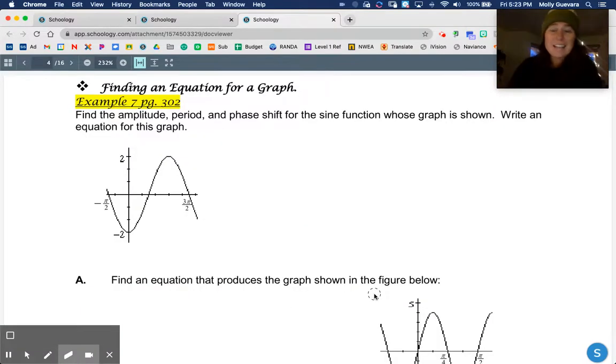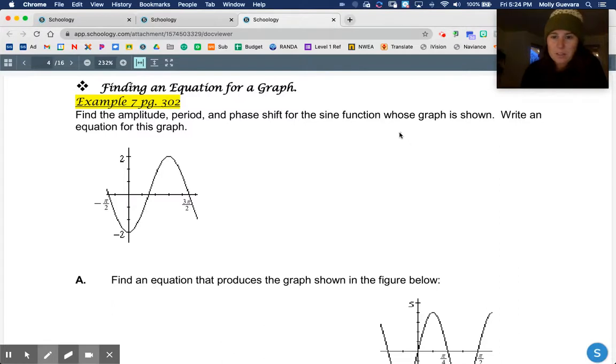Okay, so the last thing that we're gonna look at is how do we write the equation if we're given the graph, right? So far, we've gone the opposite way. We are given the equation and then we're asked to graph it. Now we're given the graph and we're asked for the equation. So here I have the graph and it says find the amplitude, period, and phase shift for the sine function. So they already tell us it's a sine function.